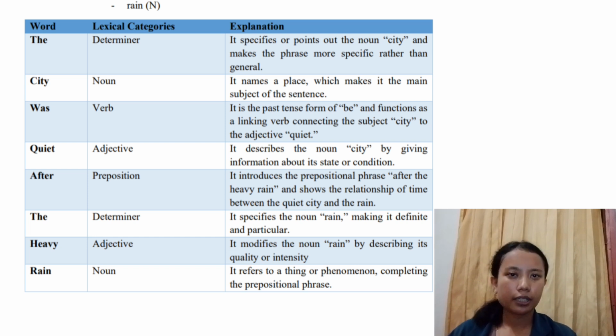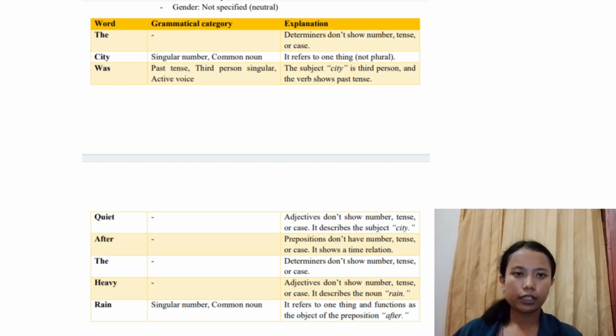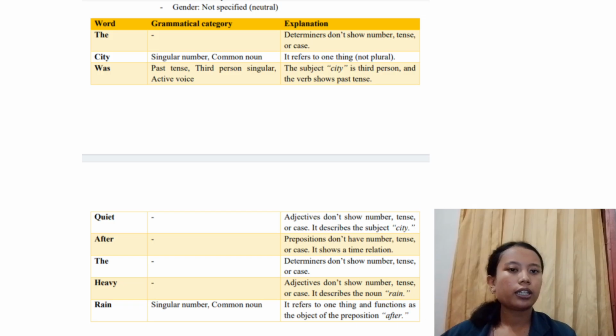The determiner "the" makes the noun "city" specific, and the verb "was" connects the subject and its description, and the adjective "quiet" describes the noun, and the prepositional phrase "after the heavy rain" gives time information. And for grammatical categories, the sentence uses singular nouns, past tense, and third person. And this shows how each word works grammatically and semantically.